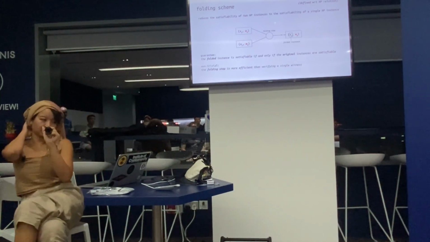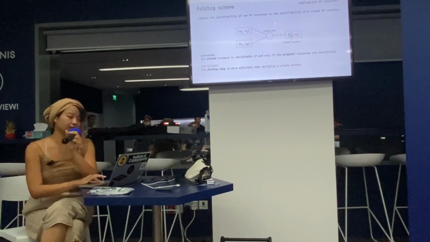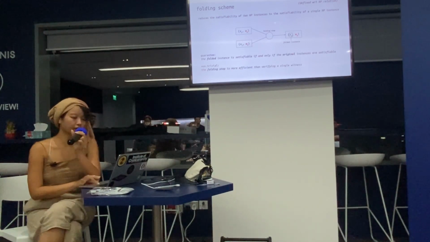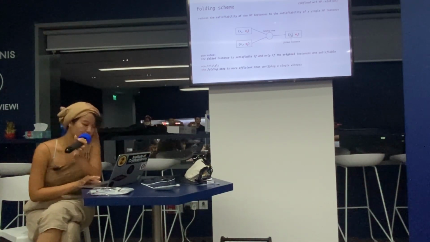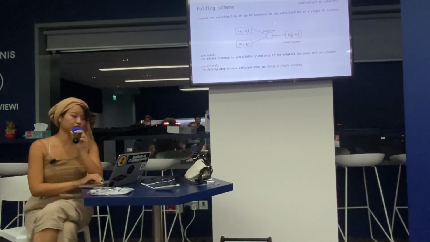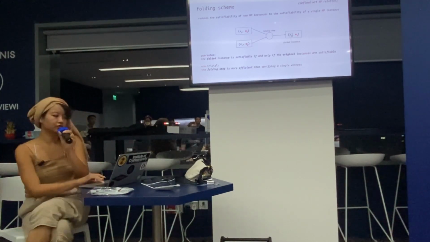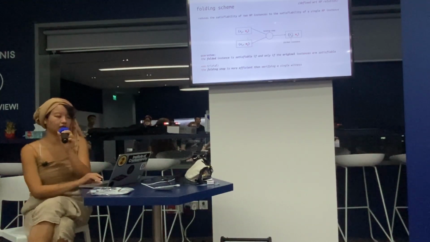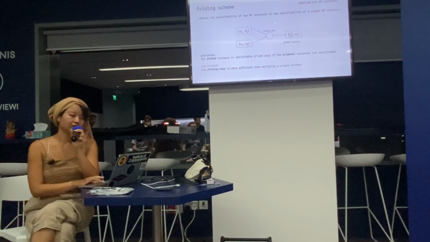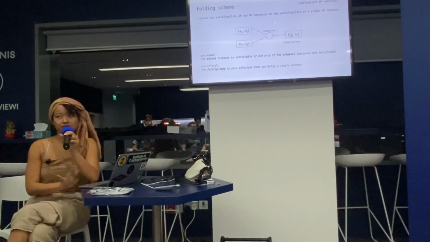And furthermore, this folding step is only interesting if it's cheaper for you to verify a single witness. If it's cheaper for you to do one fold and one verification compared to just doing two verifications as you would have usually done. So crucially, this folding step has to be cheaper than one verification, right?